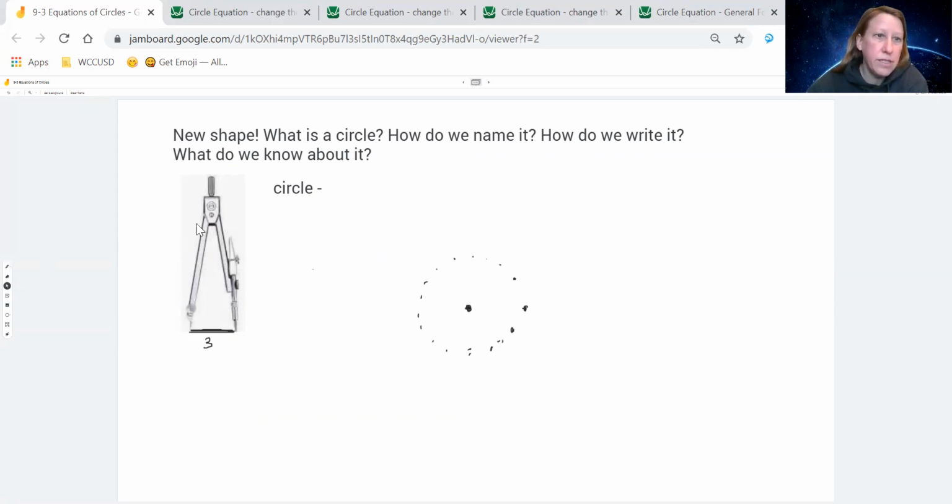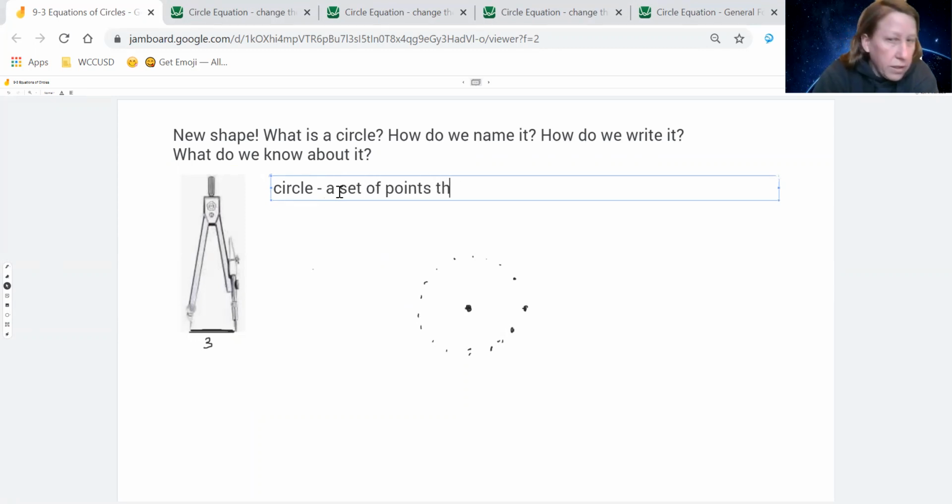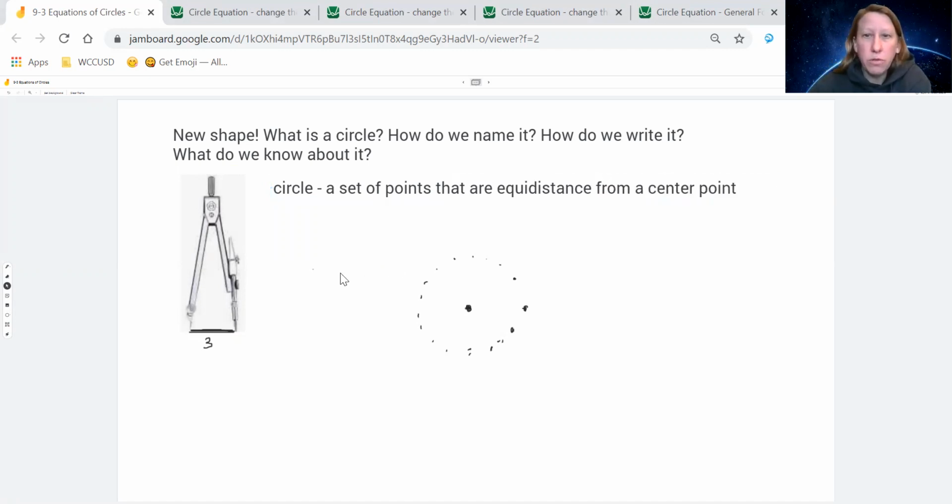So a circle is what? A circle is a shape. What's it made up of? It's made up of points. So a circle is a set of points that are equidistant. That's the fancy way to say the same distance away from a center point. So the most important point on the circle is actually not on the circle or in the circle.